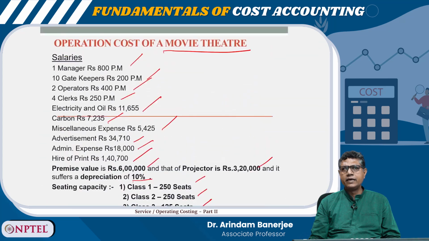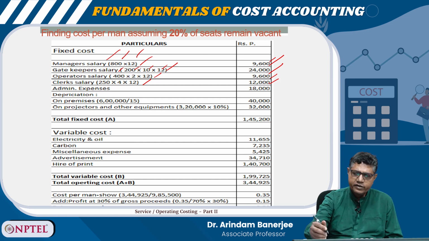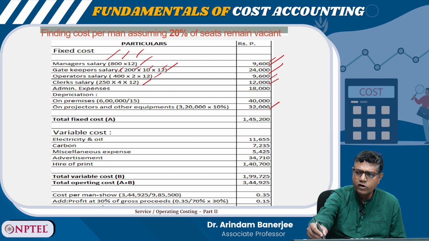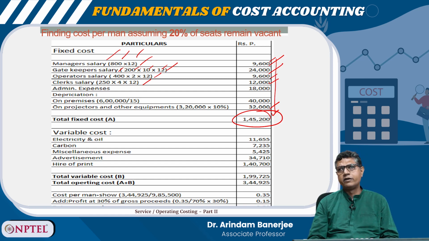So 6 lakh and their okay. Now depreciation on premises, I'm taking the life as 15 years, right? So 6 lakh by 15 years is 40,000, and on projectors and equipment it is 10% flat. So 10% on 3,20,000 is 32,000. If you add all this, you get the total fixed cost, which is 1,45,200.